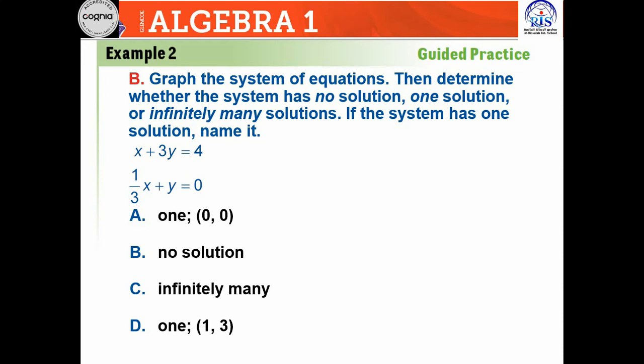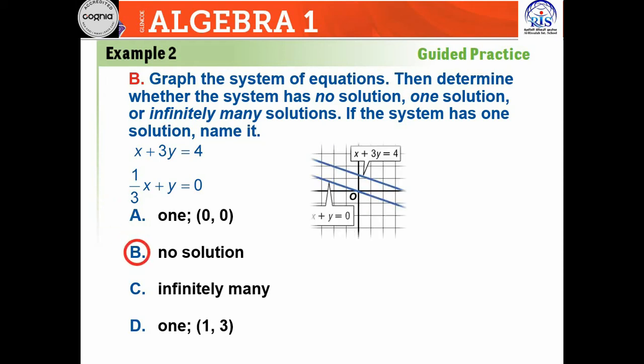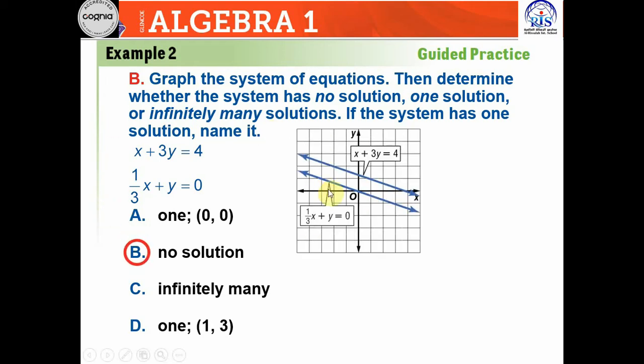This means the slopes are the same, negative 1 over 3. This means the two lines are parallel. This means no solution. You see here.